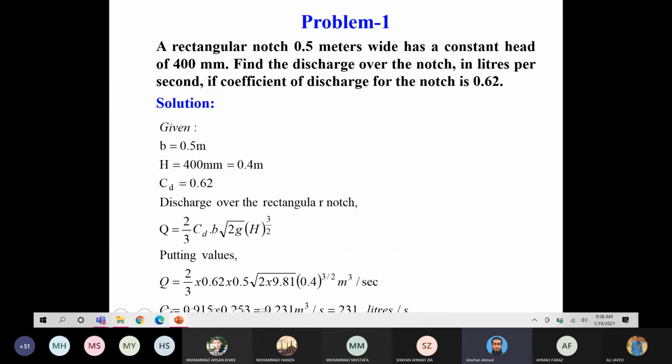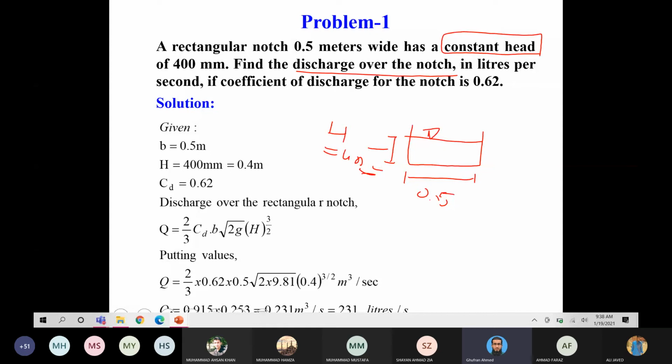So an example of this formula, a very simple example: a rectangular notch of 0.5 meter wide has a constant head of 400 millimeter. So the width of the notch is 0.5 and the water which is flowing over this has a constant head. देखो यहाँ पे constant head आ गया. अभी जिस बच्चे ने question पूछा था orifice में, उसमें भी constant head होना चाहिए. If the head is not constant, then you cannot measure discharge. So H is 400 millimeter. Find the discharge over the notch if the coefficient of discharge of the notch is 0.62.